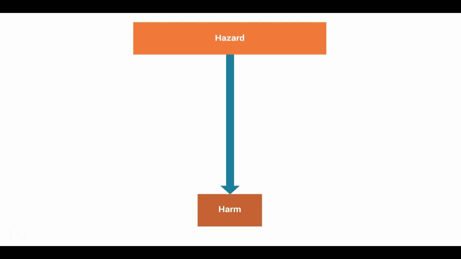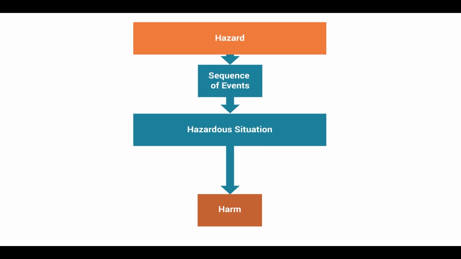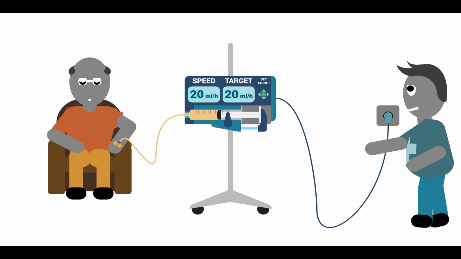But for a hazard to actually cause harm, first a sequence of events must occur that leads to a hazardous situation in which the harm is caused. If the syringe pump is used and functions properly, there's no hazardous situation at all.